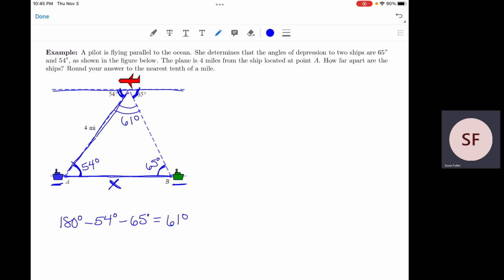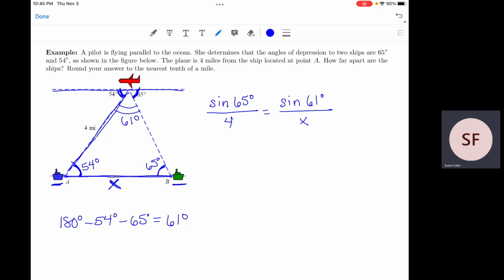And we just solved for that 61 degrees. That's the angle opposite the side I'm looking for. So I can set up those two ratios with the law of sines. So I'm going to do the sine of that angle B, which is 65 degrees, over side b, which will be 4 miles, and set that equal to the sine of 61 degrees, the angle opposite the side I'm looking for, over x, which is the length of the side that I'm looking for. So this is the law of sines that we use to set that up.